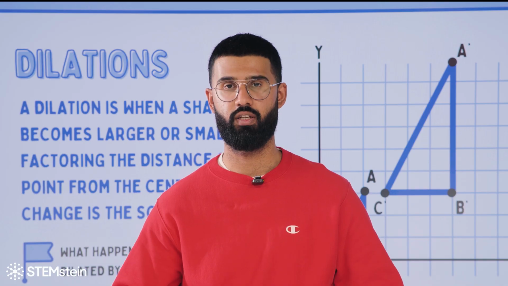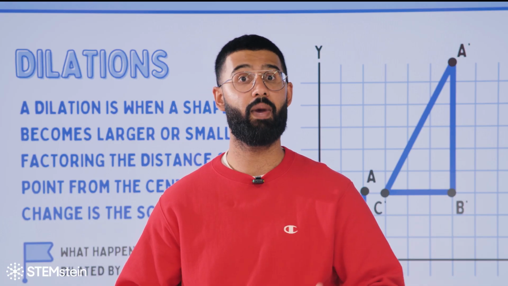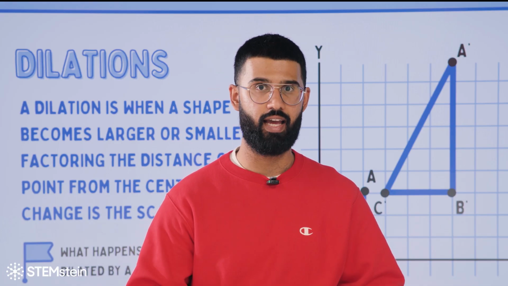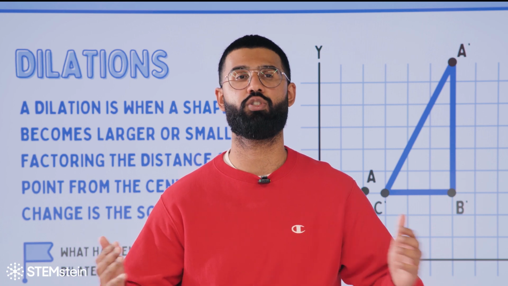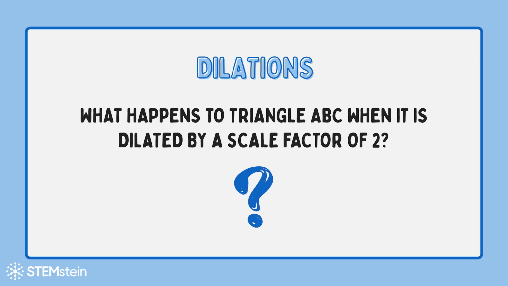It's dilation. Dilating a shape is when the shape becomes bigger or smaller by factoring the distance of each point from the origin at 0, 0. This factor or difference is called the scale factor. And what happens here is that the shape actually does change size, but it doesn't change its actual shape. So they're similar, not congruent. What do you think happens to triangle ABC when it's dilated by a factor of 2?